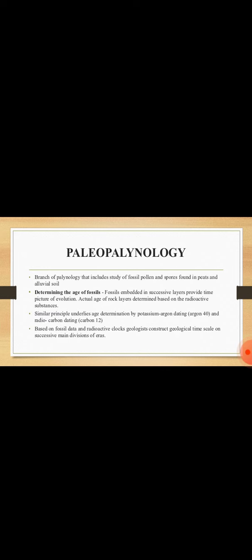Next, paleopalynology. It is a branch of palynology, the science of the study of pollen and spores of plants, which includes the study of fossil pollen and spores. The fossil pollen are found abundantly in the peats and also in the alluvial soil and even in strata below. They occur in stratified layers, making it possible to calculate their age. Their study is quite useful in tracing the history of plant communities, showing the climate at the time they were shed. It also facilitates the study of possibilities of exploration of oil, coal, and other minerals.